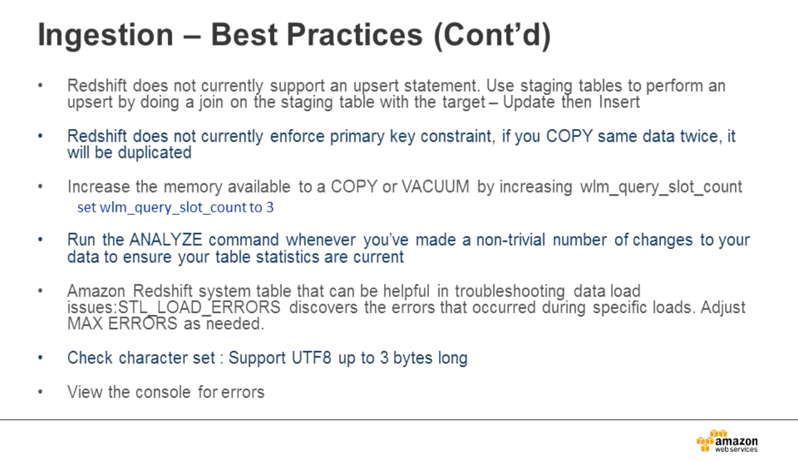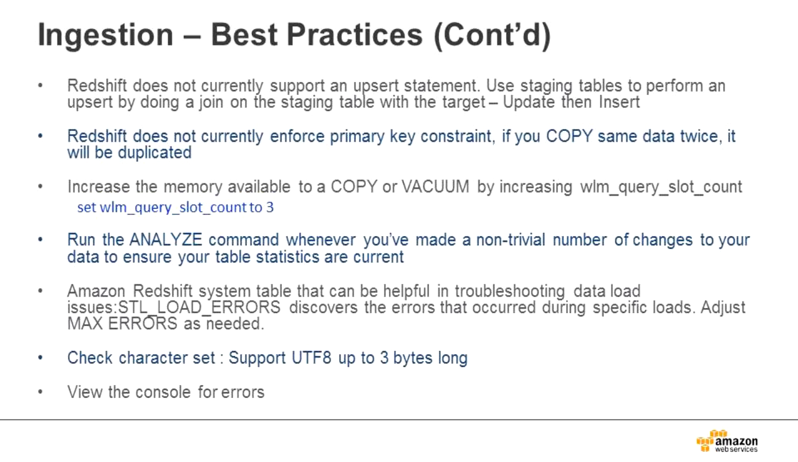And the other thing that has caused confusion is that we do not enforce a primary key constraint. So what that means for you from an ingestion perspective is, if you run the copy command twice on your data, you likely end up with a duplicate copy of your data in your Redshift cluster. So please be mindful of that as you're ingesting data into Redshift.